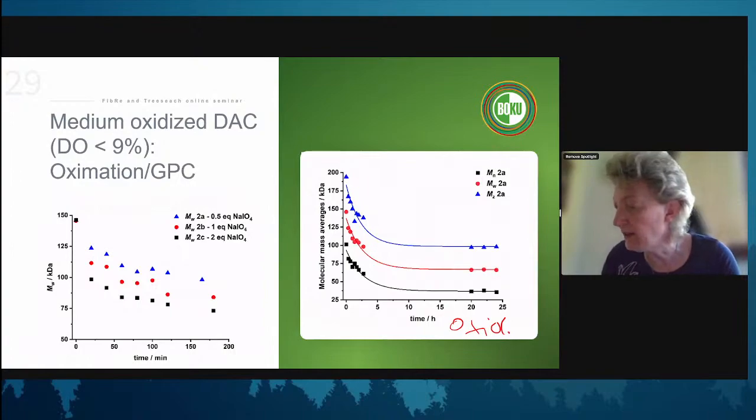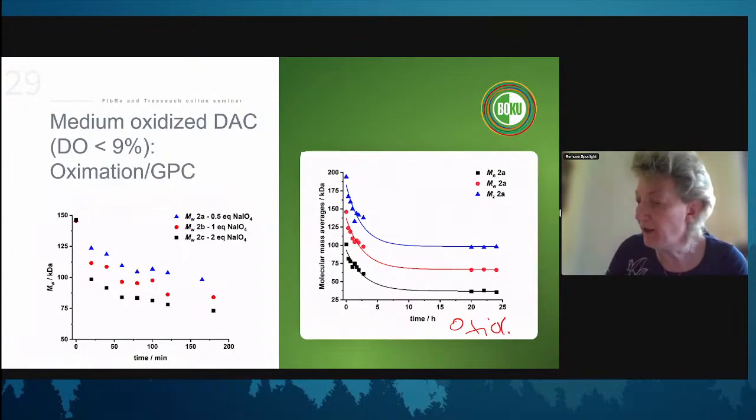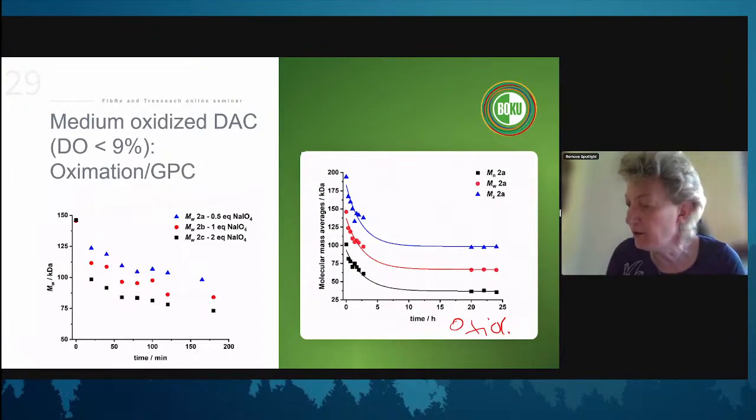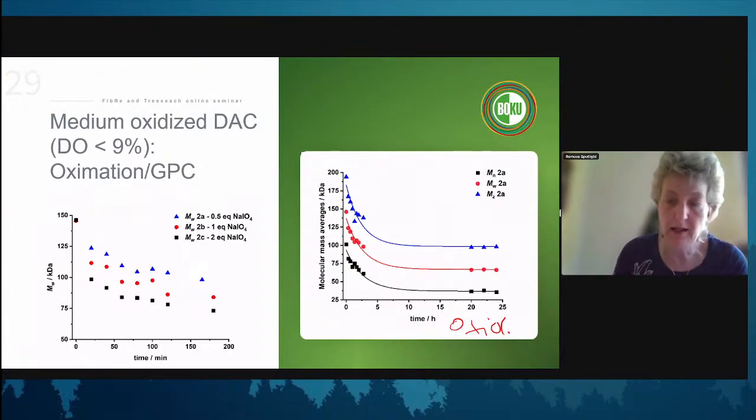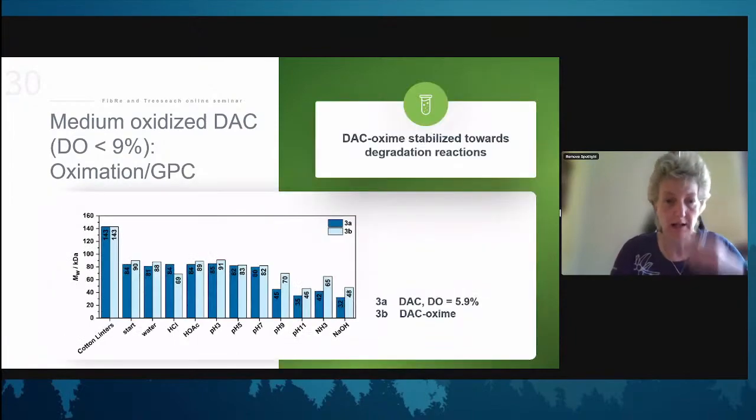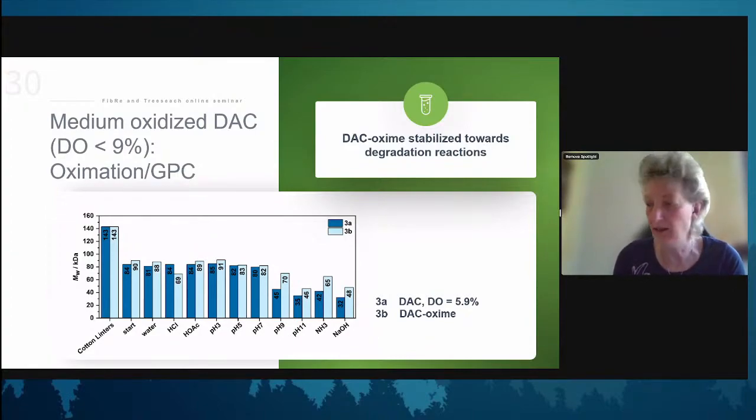What we see here on the right side is 0.5 equivalents of periodate, and on the left side here we have different concentrations, and we see basically how our molar mass develops. The oxidation as such is not a way to stabilize against beta elimination. So the molecule still is labile under alkaline conditions.